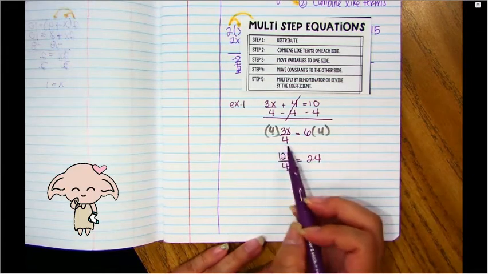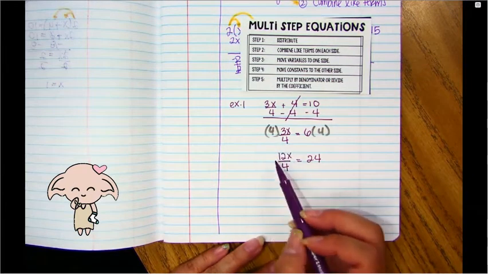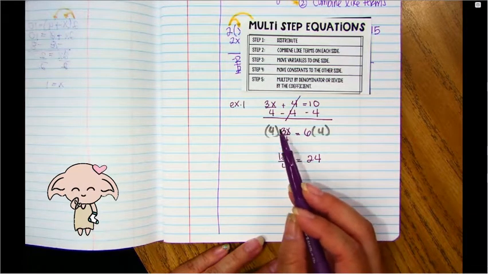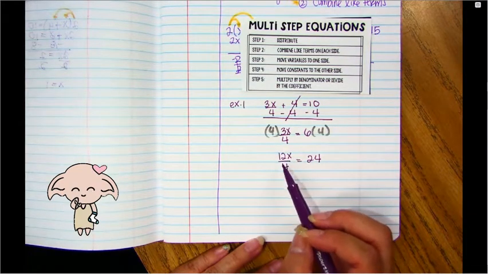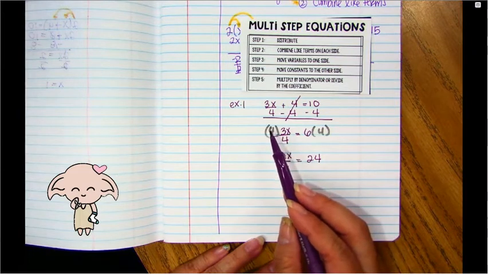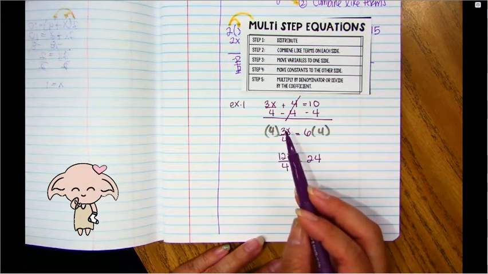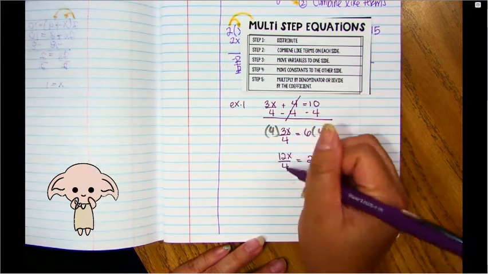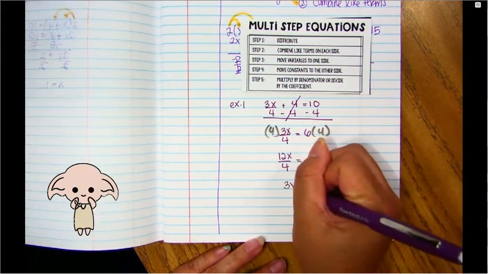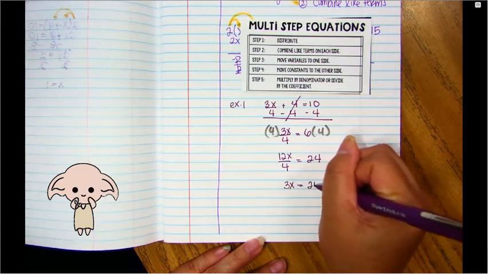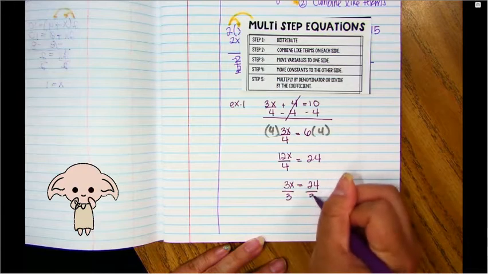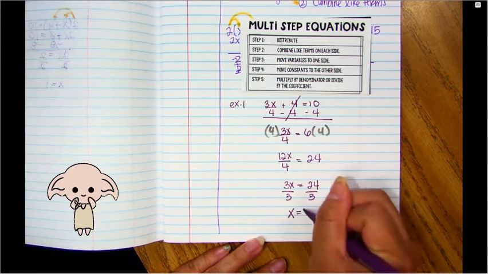Now, you can also cancel that out, but I wanted to show you why it would cancel. Some people will cancel the 4's out and you're just left with 3x, which is totally fine, but I wanted to show the why. Just remember to multiply 4 times 3x, divide by 4, and it will be the same thing. 12 divided by 4 gives you 3. So we're left with 3x equals 24. The last step is to divide both sides by 3, and we get x is equal to 8.